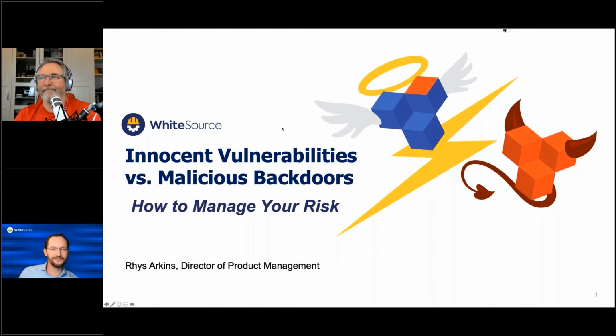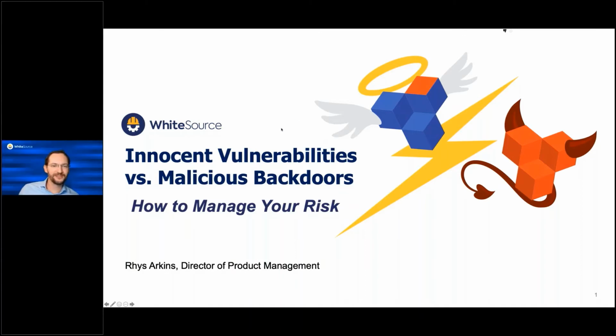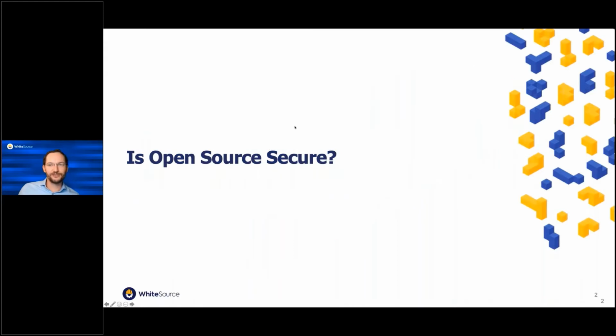Okay, so like I said, innocent vulnerabilities, malicious backdoors, starting out with a bit of a roundup, comparing them, and then discussing the different ways in which you can manage the risk of those based upon their attack vectors. Okay, so just first up, this topic of open source and security.